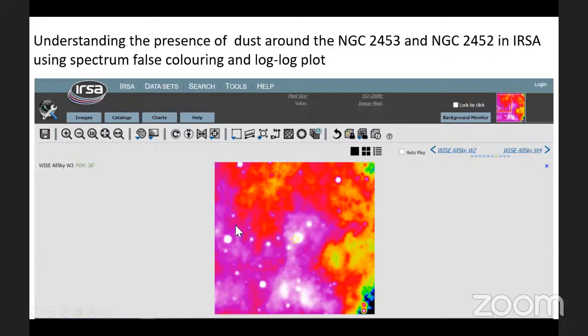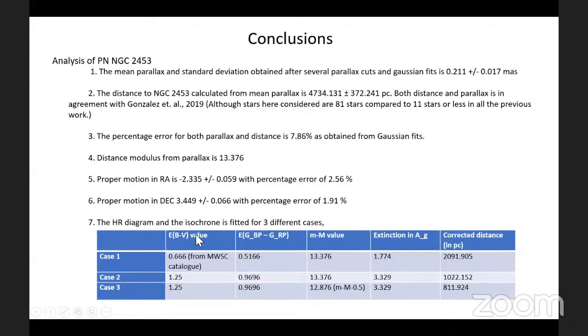Okay, so I'd like to conclude my analysis of NGC 2453, which is an open cluster, and NGC 2452, which is the planetary nebula. So for NGC 2453, the distance calculated from the mean parallax is around 4.7 kpc plus or minus 0.3 kpc. And this is in agreement with Gonzalez et al.